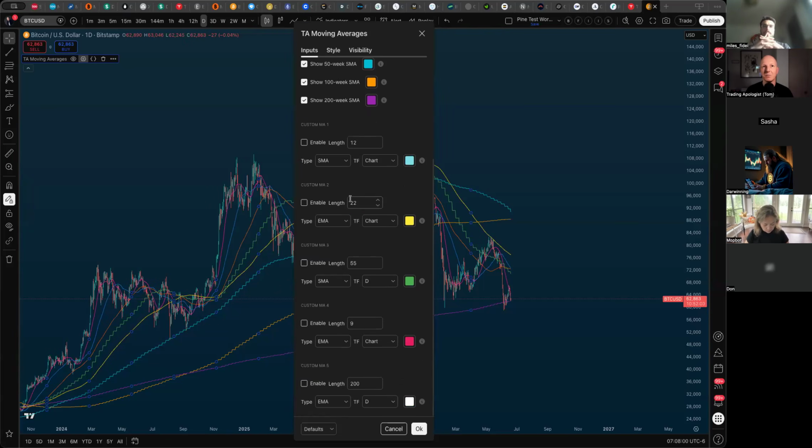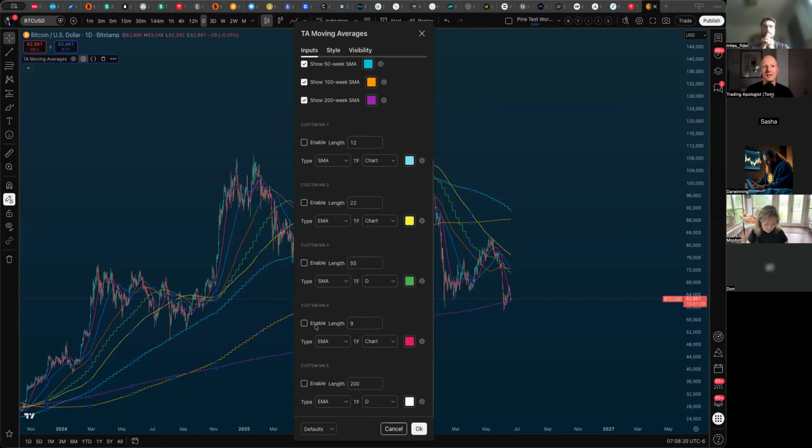I just ran an update on this yesterday to put in some common custom moving averages. A lot of traders use the 12 and the 22, and this is actually a blend of an SMA and an EMA in the traditional sense when people use that. A lot of folks use the 55 as well as institutional support.